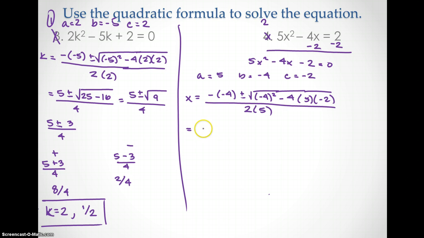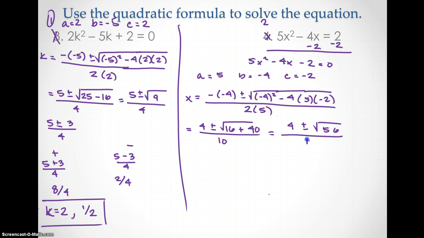So negative times negative makes that positive 4 plus or minus the square root of negative 4 squared is 16, and then 4 times 5 is 20, and then 20 times 2 is 40. I do not have a calculator. What's the sign? Well, a negative times a positive would be negative, times a negative, so that's going to be plus, over 10. So I have 4 plus or minus the square root of 16 plus 40 is 56.